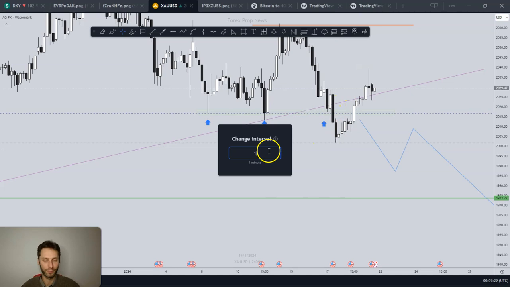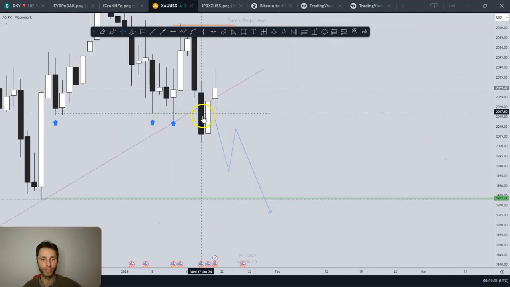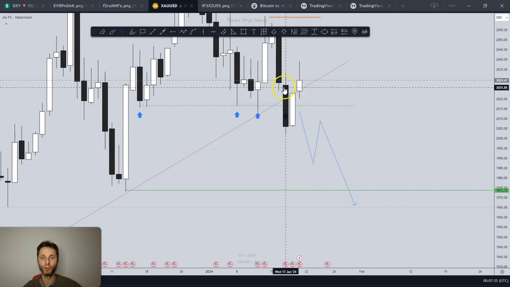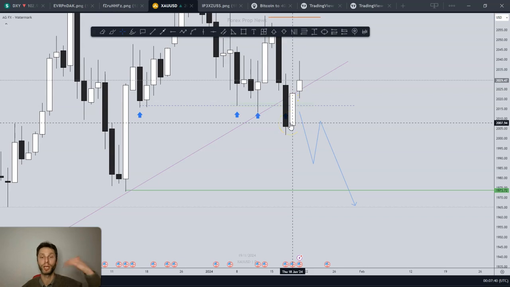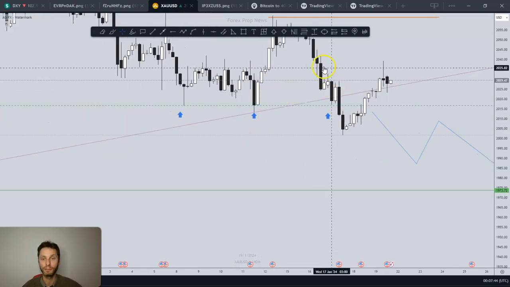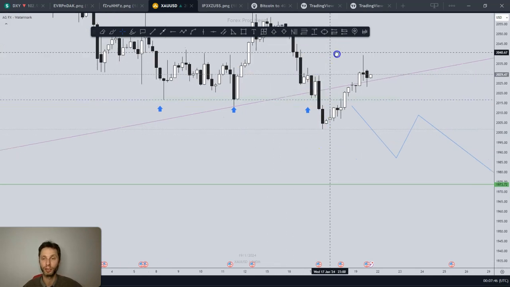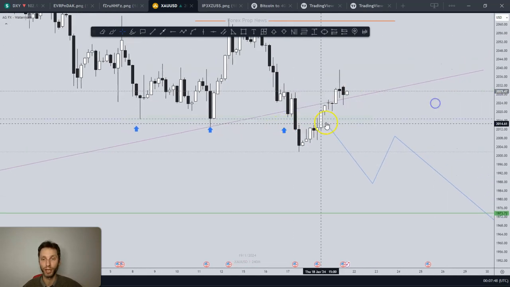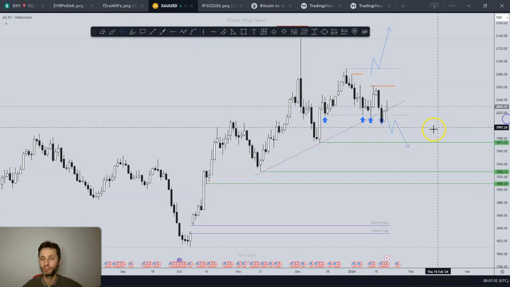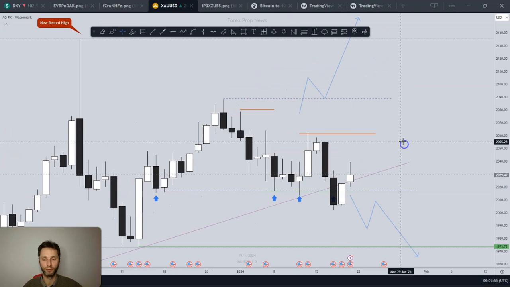And as you can see, no continuation, the brief harami inside bar, and no reversal sign. A reversal sign would look like a wick to the upside, some kind of reversal candle on the daily, a pin bar, a big bearish engulfing bar, but that did not happen. So there's no trade there for me either.